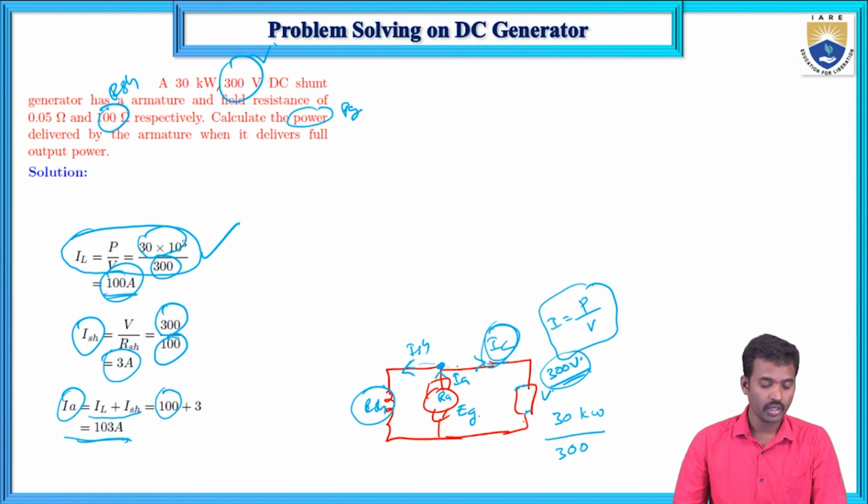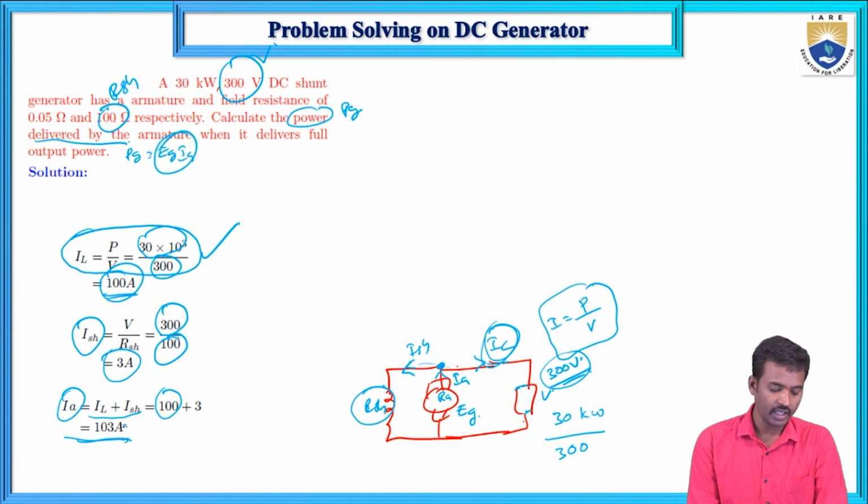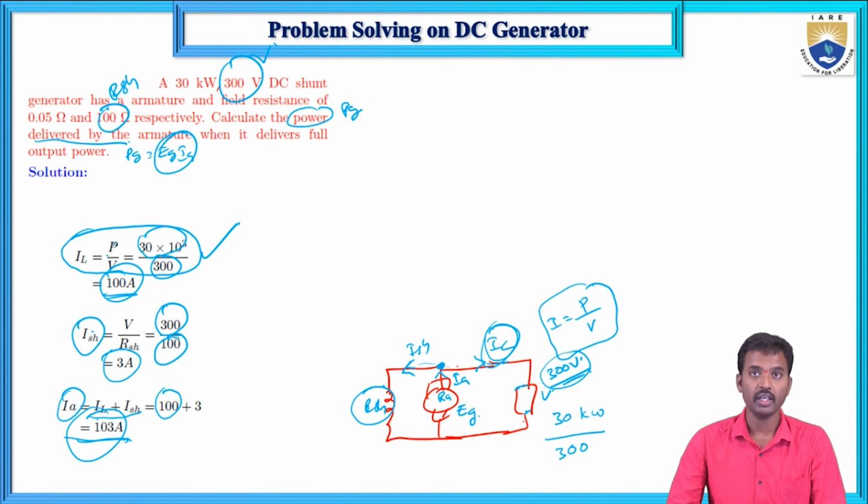Now to calculate the power delivered, PG equals EG into IA. IA we calculated. ISH can be calculated from V and RSH, and IL is calculated from the power and voltage. So IL, ISH and IA we calculated.